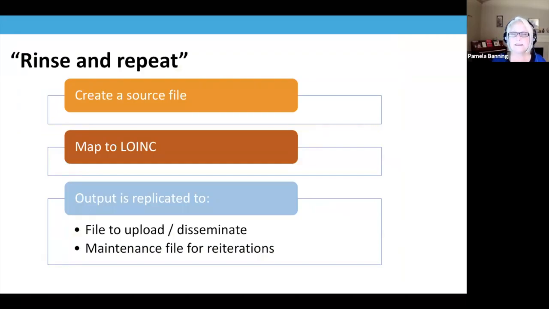So once again, it's a lather, rinse, and repeat. If you are doing your second iteration, so you implemented LOINC last year, and now you have a change file, it still starts with a source file of your changes, mapping to LOINC, and then updating.